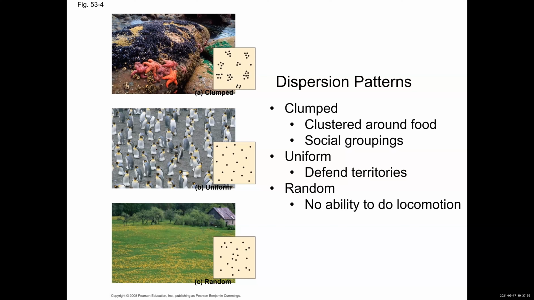Now, these spaces are going to depend on the resources in the environment. So our penguins' territories are pretty uniform because all they want is a place to stand. They're just going to stand there with their eggs on their feet. They just want a little wing room around them.